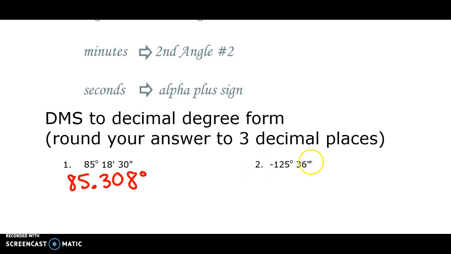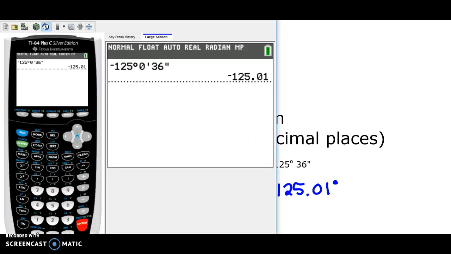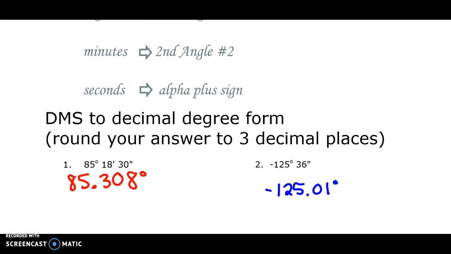Okay, let's have you guys do number 2. So type it in as is and then convert it to decimal degree form and round your answer to 3 decimal places. All right, so hopefully you got negative 125.01 degrees for this one. Here's my work on the calculator for that. Notice that you do have to put in 0 minutes for this one. So yes, I didn't warn you in advance, so maybe you got error right away. But you know. Okay.